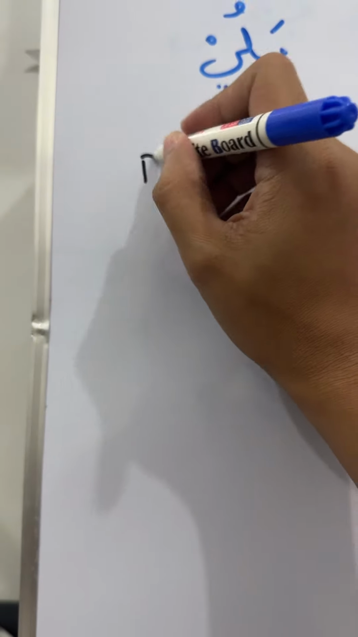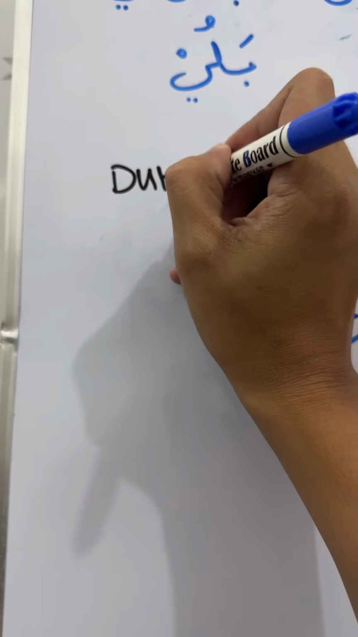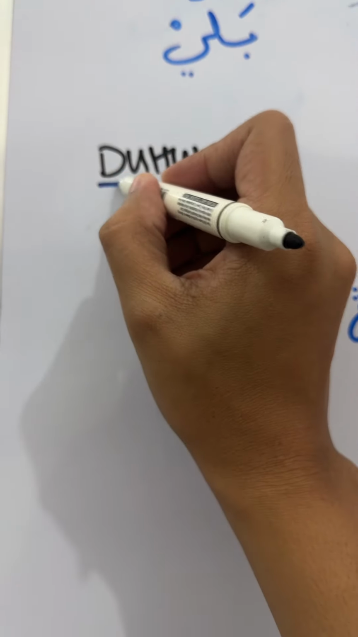Our word for today is DUHUL, which means at the end. So our steps: identify the consonants. We have letter D, letter H, and letter L.